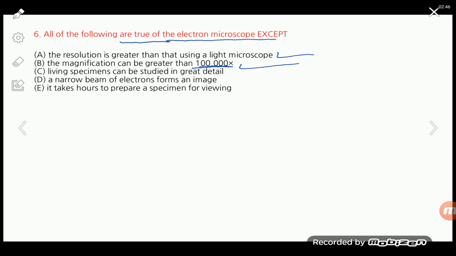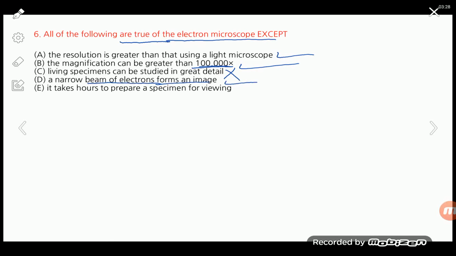Living specimens can be studied in great detail. No, this is not true. For electron microscope, we need many chemicals. We need much equipment. We have to take a small segment of the cell, a small specimen. So we have to cut them, and the cell will die. Actually, guys, we cannot use living specimens or living samples for the electron microscope. So this is the answer, but we have to read the others. A narrow beam of electron forms an image.